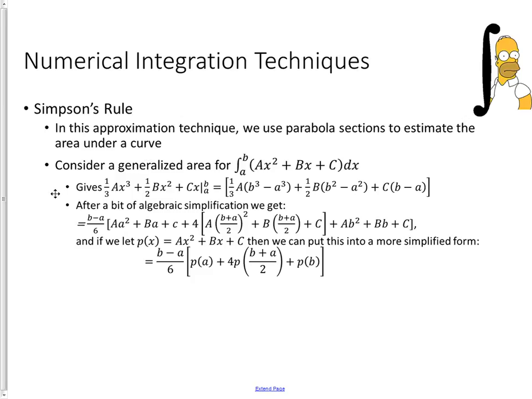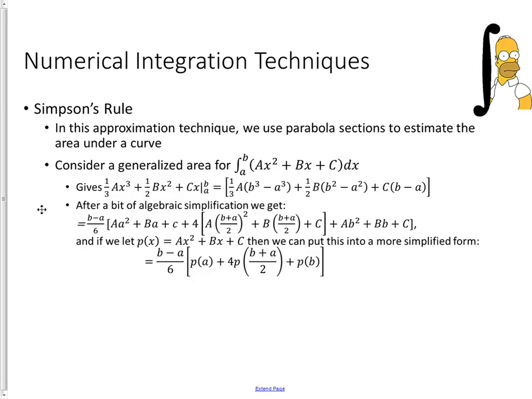We get 1/3 Ax cubed plus 1/2 Bx squared plus Cx, all evaluated on the interval from a to b, which gives us this expression: 1/3 A times b cubed minus a cubed, plus 1/2 B times b squared minus a squared, plus C times b minus a. Now, there's a lot of algebra in this in-between step that I'm skipping over. I'm sure everybody's disappointed and wants to see Professor Peoples' absolutely stunning algebra factorization skills at work.